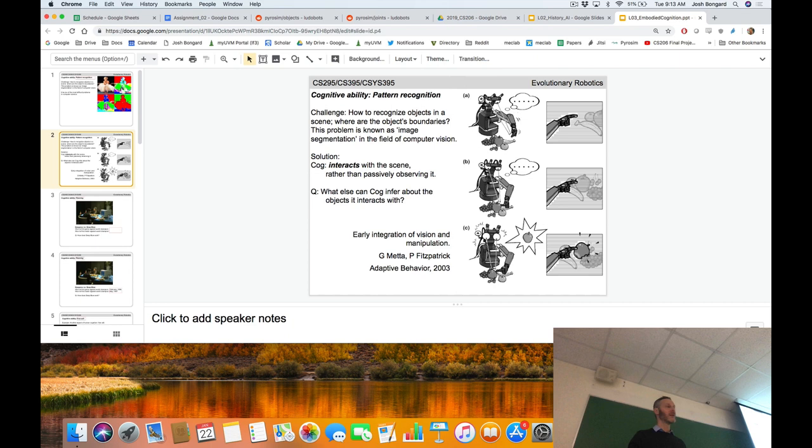What the researchers did in this case is to take the two raw feeds coming from the camera, and they tagged pixels in that video feed with a binary value.